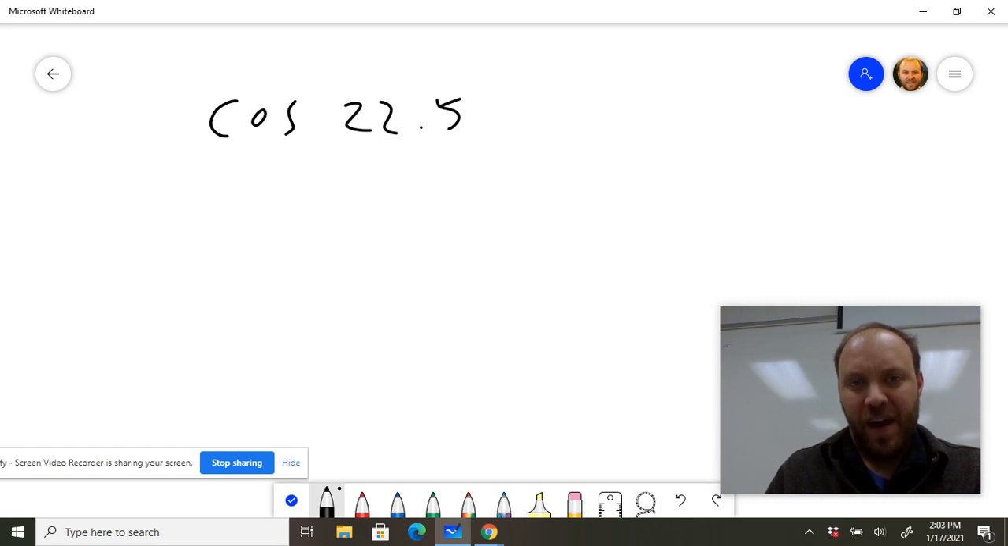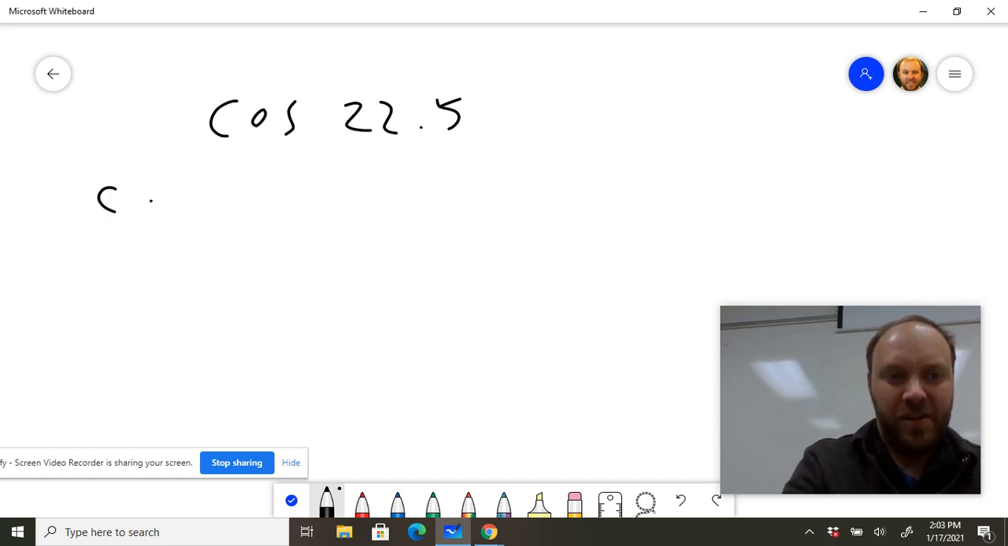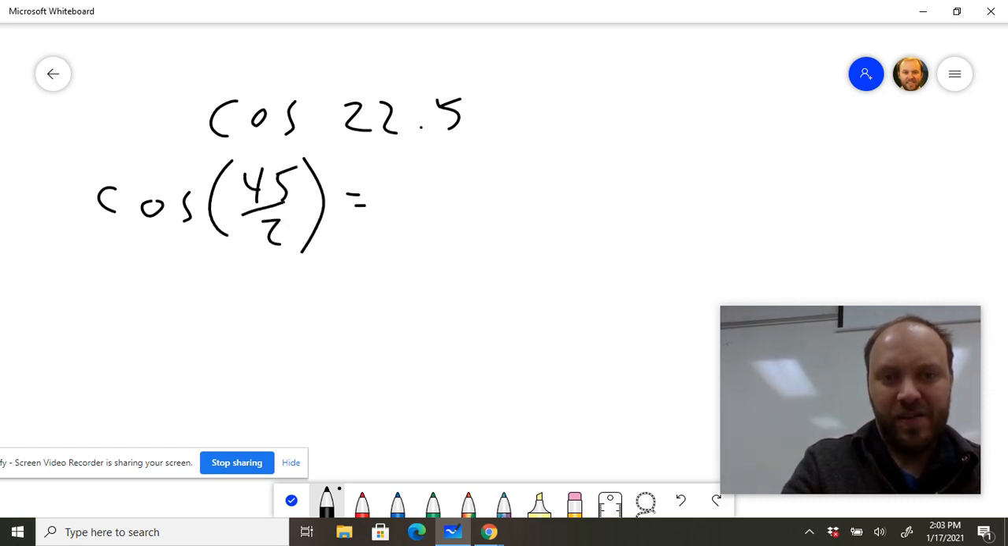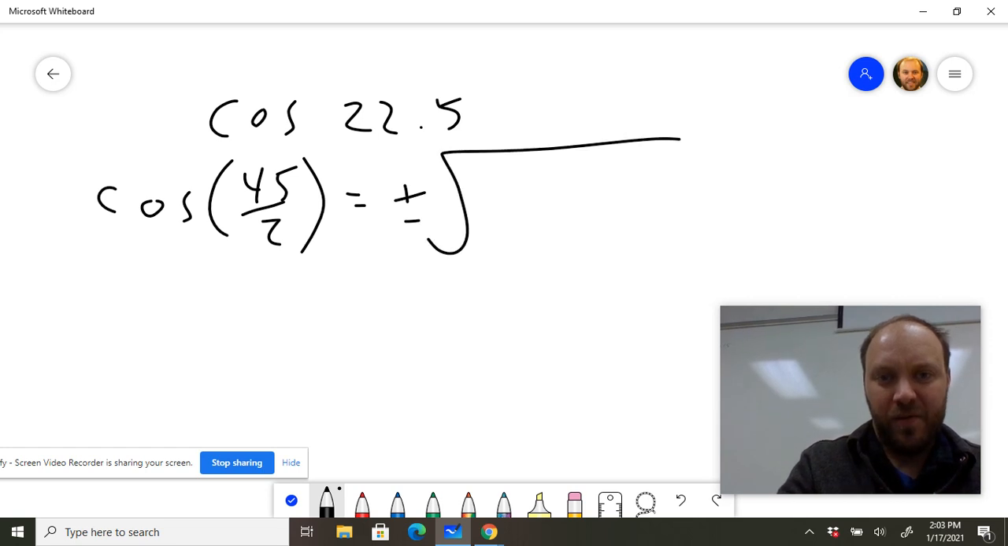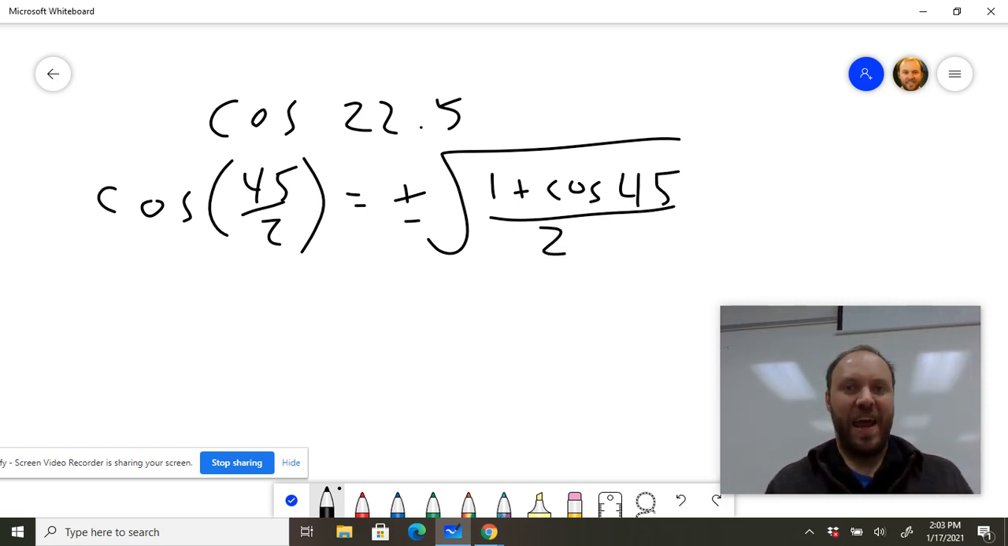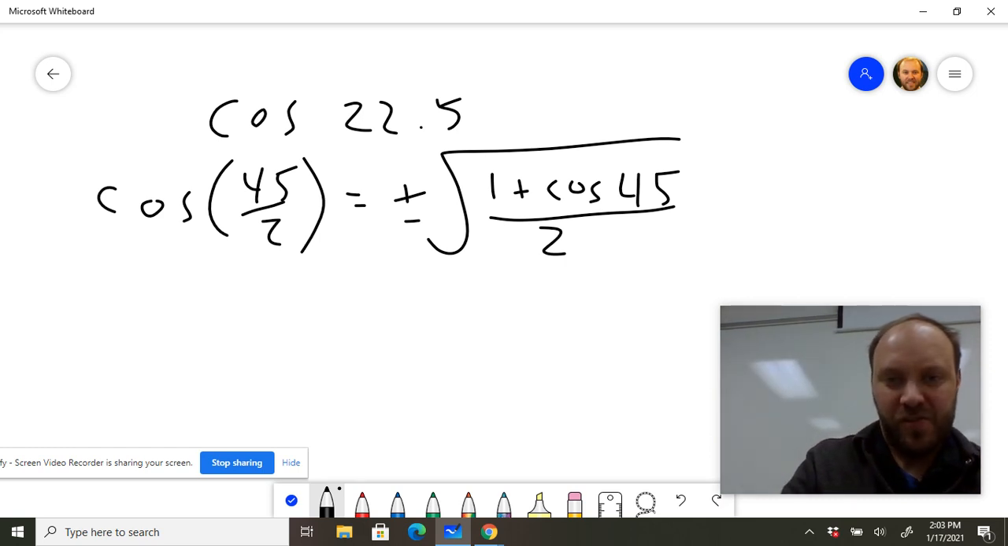So 22.5 is half of 45. So you can do cosine of 45 over 2. And the relationship there is that it's plus or minus the square root of 1 plus the cosine of the angle, divided by 2. And that 2 is under the radical. All right. So cosine of 45 is radical 2 over 2. So you'll end up with 1 plus radical 2 over 2. That's all going to be over 2.